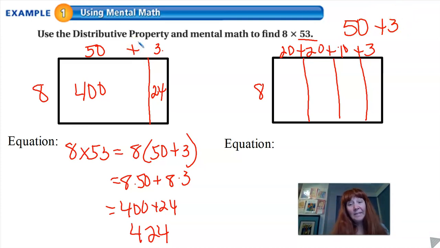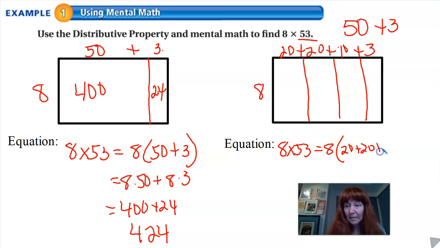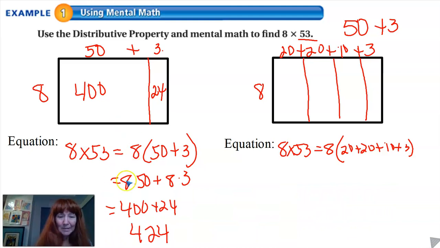Okay, so again, this time the equation is 8 times 53 equals 8 times, what am I adding together? 20 plus 20 plus 10 plus 3. Kind of seems like this one's complicating it a little more than it needs to be. This one totally makes sense. This is just to be creative and show you you can do it a bunch of different ways.